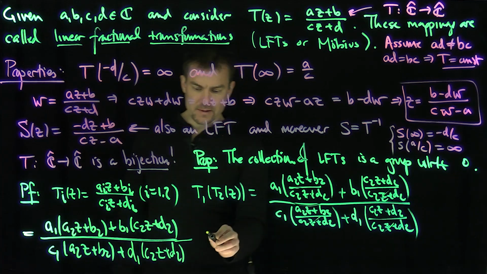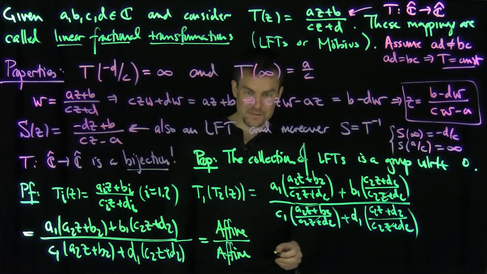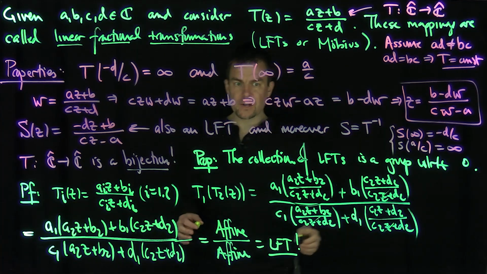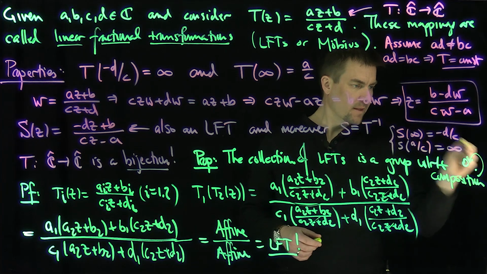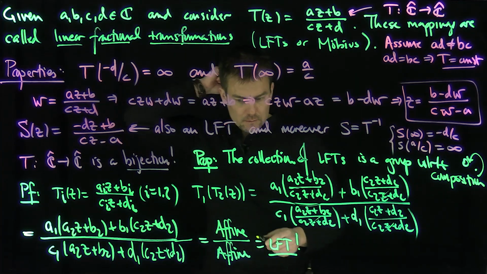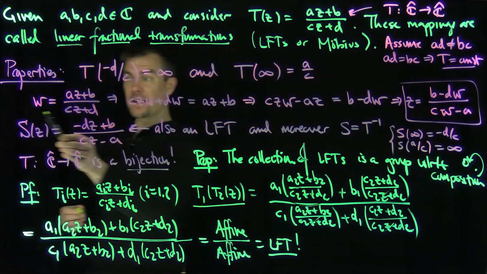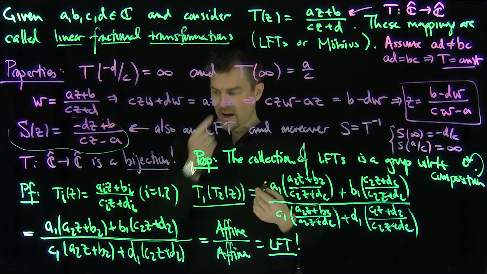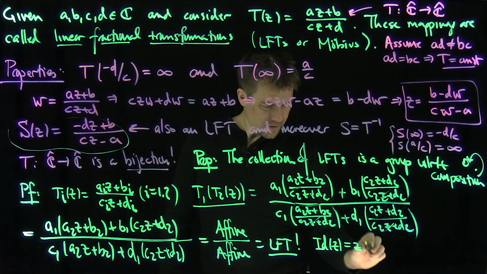Now the top is an affine mapping, over the bottom, which is an affine mapping. So affine over affine is an LFT. So this is an LFT. What I've shown so far is that with respect to composition, this of course being the composition symbol, it's closed under composition. Good, that's the first thing we need. I know that an inverse exists from the previous proposition. And think about what the identity is: the identity LFT is just going to be z, right?